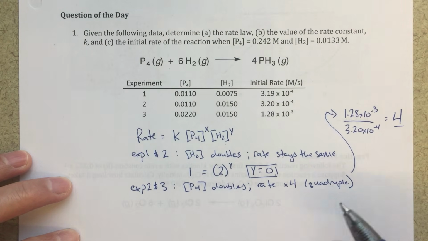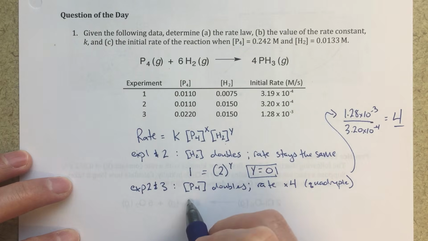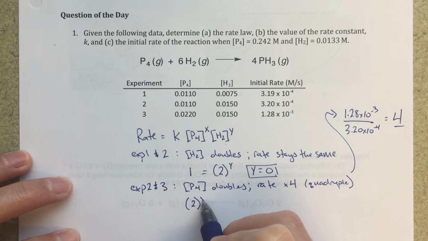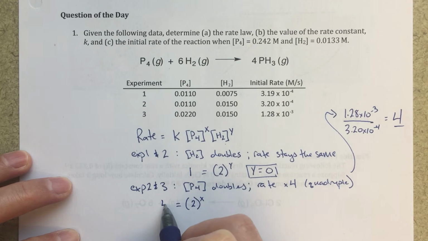So this, again, is telling us what the order is. The way that it's doing that, I could do the same scenario here where I'll say my P4 concentration is doubling. And now my rate is increasing by a factor of 4. So I get this factor of 4 here.